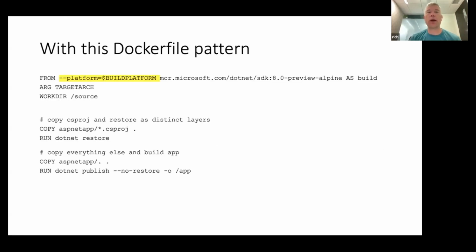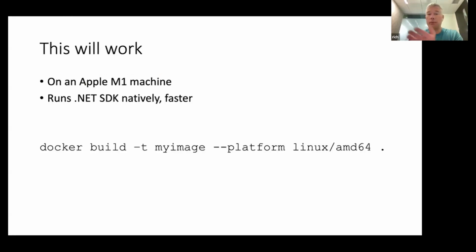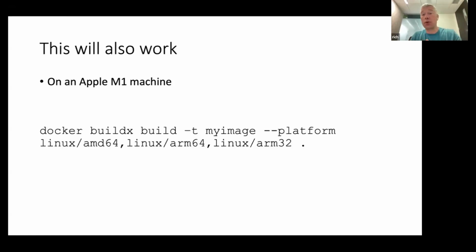Then we have this new Dockerfile pattern, where you put this one bit of code in your Dockerfile, the yellow bit. That's all you need to do. What it does is cause the build stage to run natively, and then you will get code that works. So if you use that Dockerfile, this will work. And the advantage is that since it's not emulated, it runs faster. So this also works, actually.